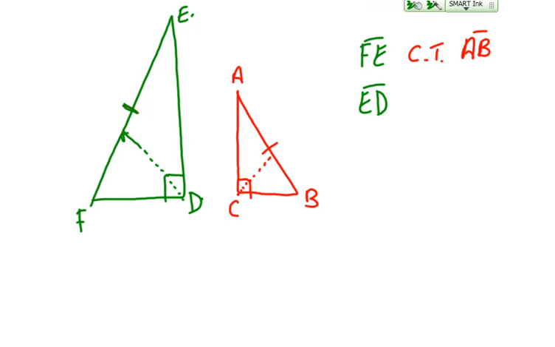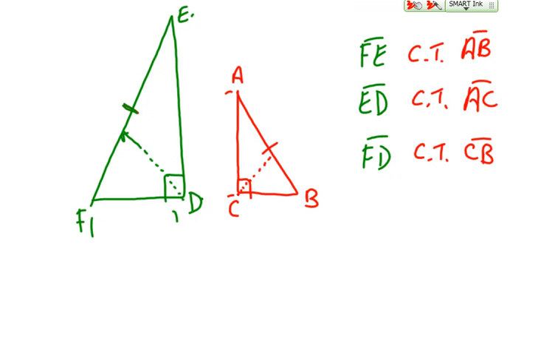Well, that's obviously going to correspond to the other one on the little triangle that's the longest, which would be A to C. It's definitely A to C is longer than C to B. So ED has to correspond to AC, which would leave us with FD. And so FD is going to correspond to CB. So we have all the sides taken care of.